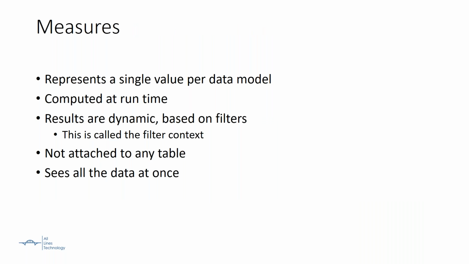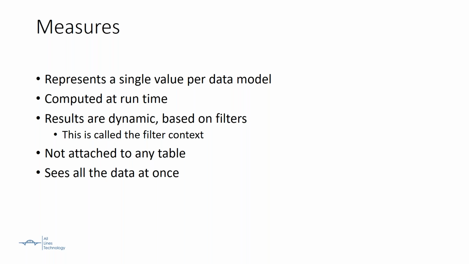A measure represents a single value per the entire data model. They're computed at runtime. So instead of being computed whenever you update your data, they're computed whenever the user is demanding the result. One consequence is you're not taking up RAM so much because you're not storing it constantly, but instead you're using CPU. It has to calculate those values whenever you're requesting it, and if you change your filters, it has to redo those calculations. And these results are dynamic.